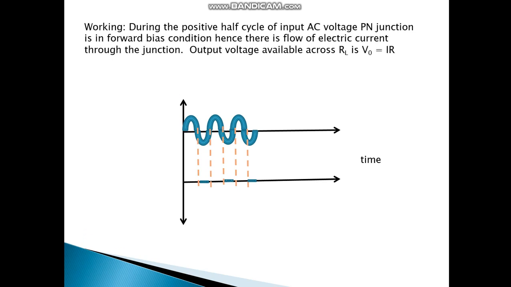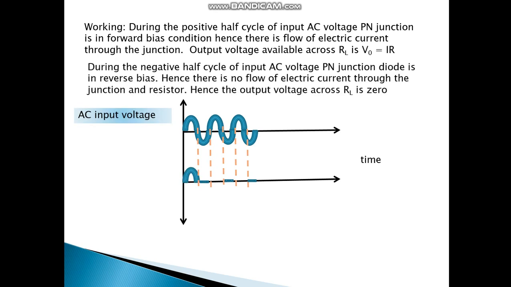During the positive half cycle of the input AC voltage, the PN junction diode is in the forward bias condition. Hence, there is flow of electric current through the junction. Therefore, the output voltage available across RL is VO equals I into R. During the negative half cycle of the input AC voltage, the PN junction diode is reverse biased. Hence, there is no flow of electric current through the junction and resistor. Hence, the output voltage across RL is 0.